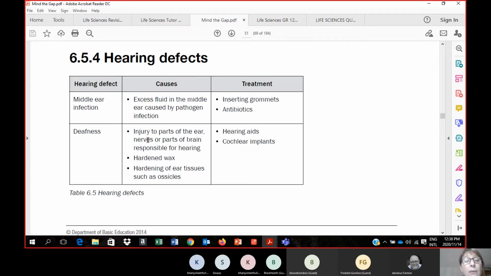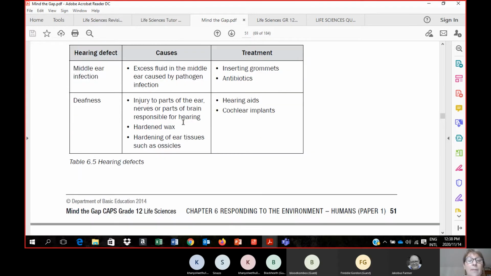And very often in older people, their hearing tends to suffer. Unfortunately, they can get hearing aids. And then you can also get cochlear implants. They are quite expensive. And this is often done in people that are actually born deaf, although they also encourage people to learn sign language if they are deaf, but cochlear implants is another treatment for deafness.